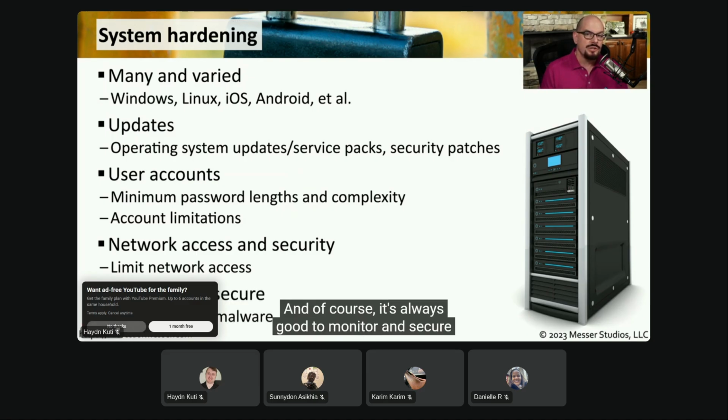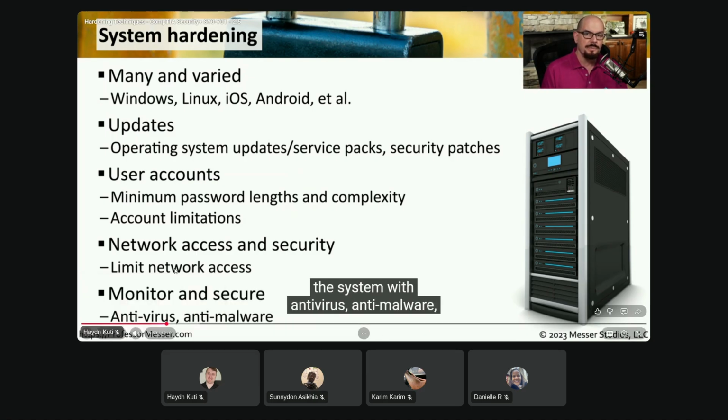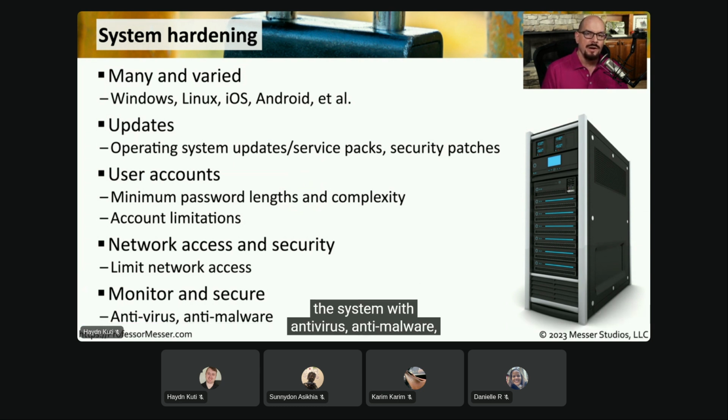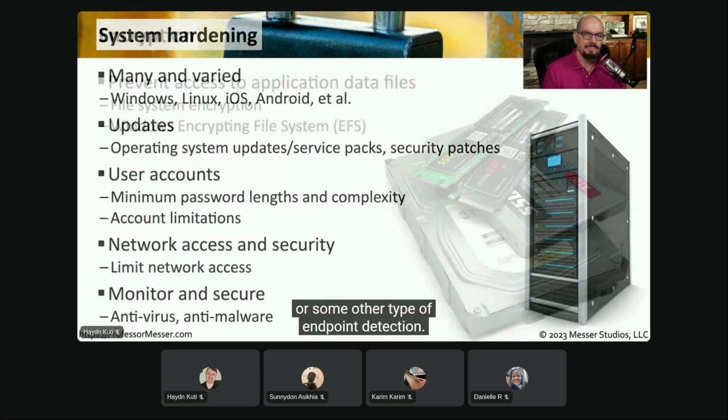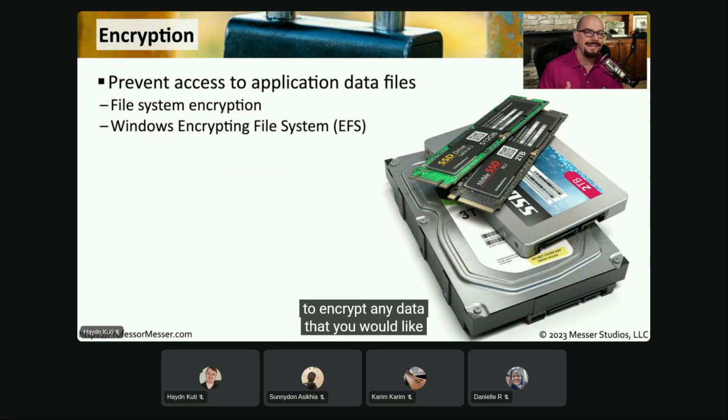And of course, it's always good to monitor and secure the system with antivirus, anti-malware, or some other type of endpoint detection. Another good hardening technique is to encrypt any data that you would like to protect on these systems. One way to do this is with the file system itself. You can select individual files or folders and tell the operating system to only encrypt that specific data. This is easily done using things like the Windows Encrypting File System, or EFS.